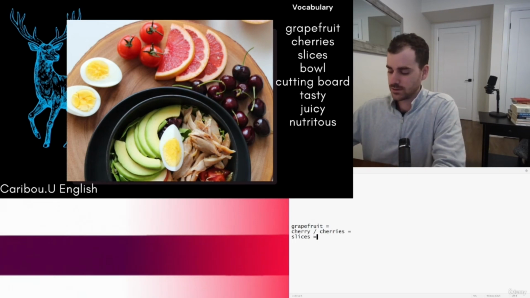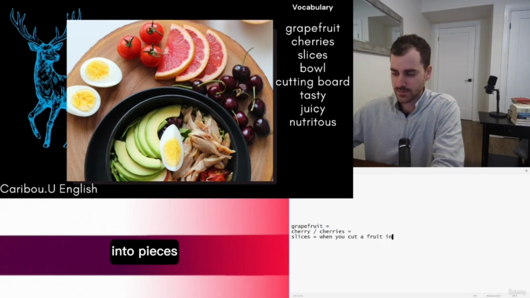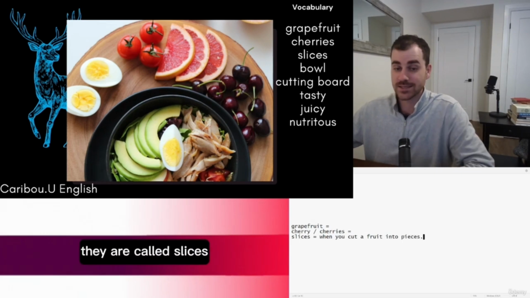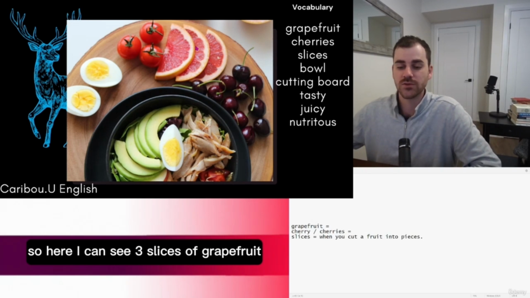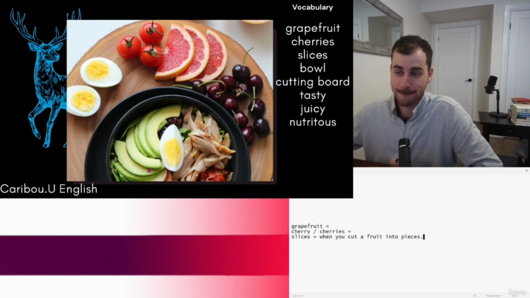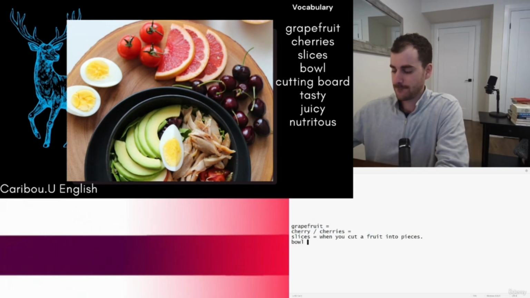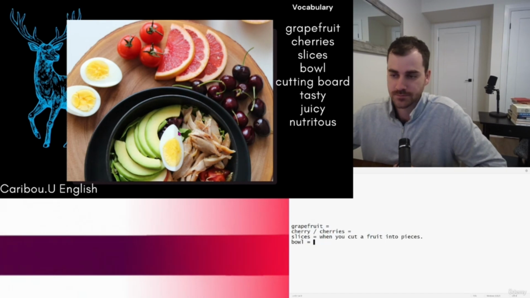Slices. That's when you cut a fruit into pieces. They are called slices. So here I can see 3 slices of grapefruit and many slices of avocado. Bowl. All of the food is in a bowl right here.